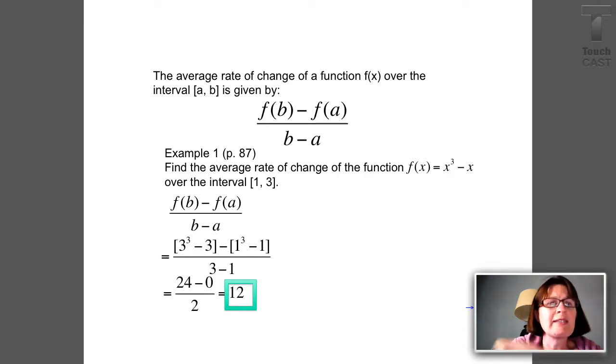Okay, so f of b minus f of a over b minus a. I'm going to take the 3 and cube it and subtract 3. That's x cubed minus x when x equals 3. And then I'm going to subtract 1 cubed minus 1. That's f of a when a is 1. And in the denominator, b minus a is 3 minus 1. You can multiply that out. 24 minus 0 over 2 makes 12. So the average rate of change of f of x over the interval 1 to 3 is 12.